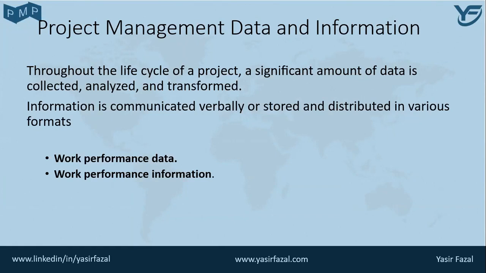Second one is work performance information. This is the performance data collected from various controlling processes, analyzed in context, and integrated based on relationships across areas. Examples of performance information are status of deliverables, implementation status of change requests, and forecast estimates to complete.